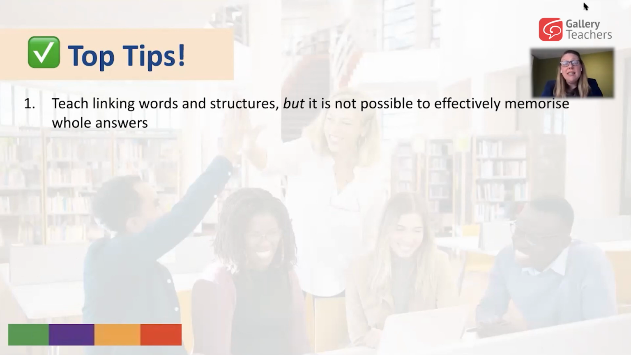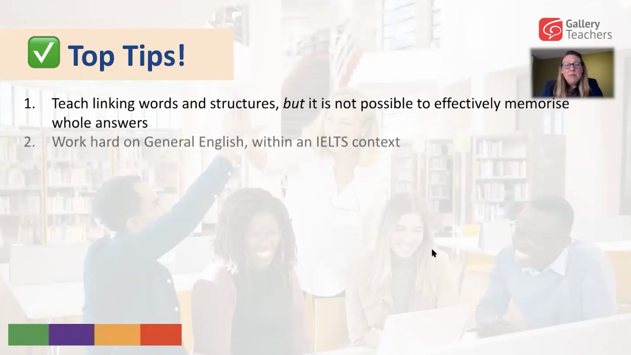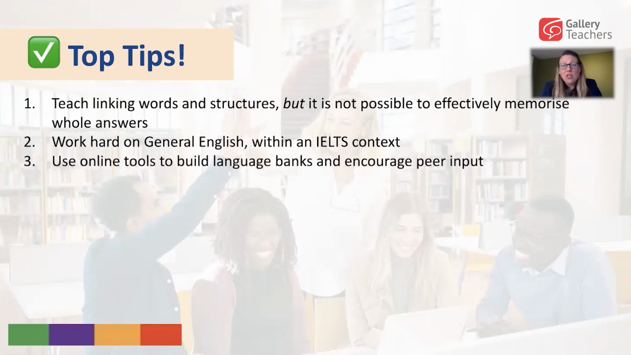So you really need to be looking at other types of skills like general English. There is no shortcut with IELTS Task 2 writing. You have to have good general English. You have to have a good range of IELTS vocabulary. They have to have good linking words and structures. Okay, how to do that?